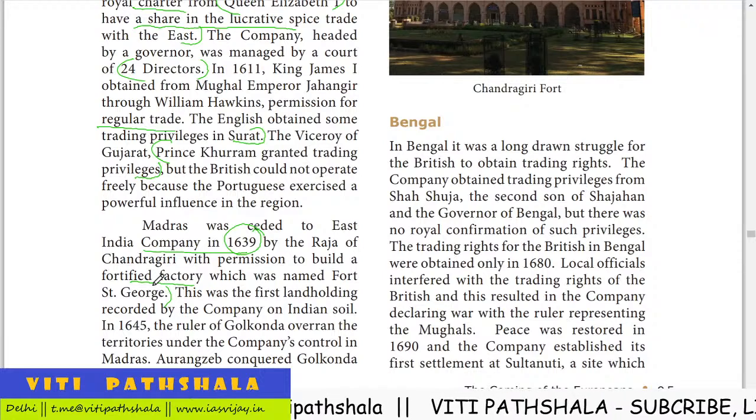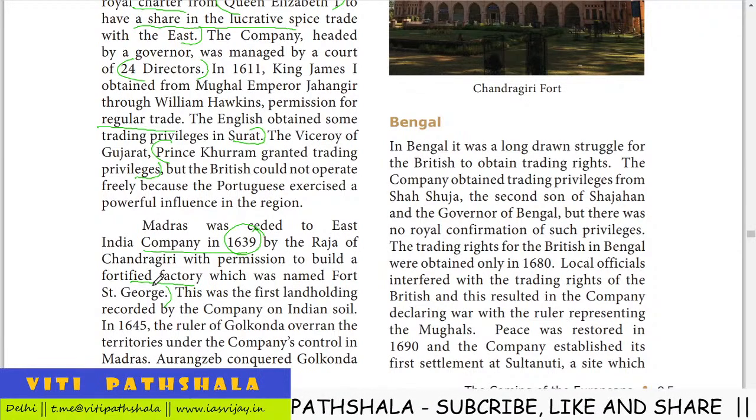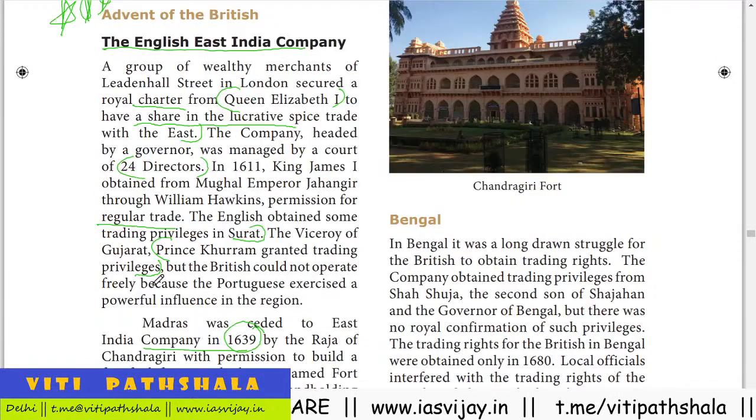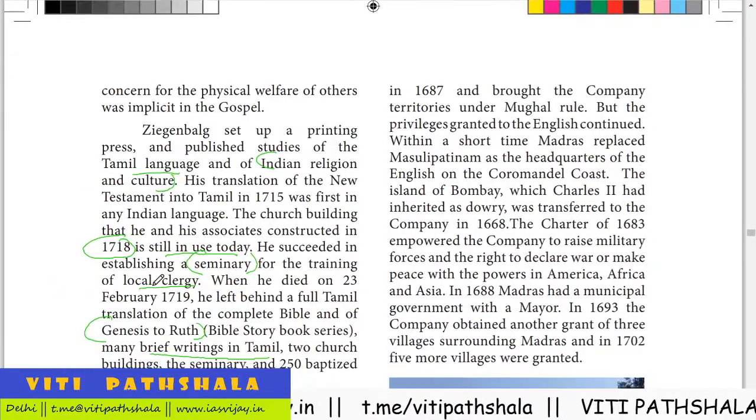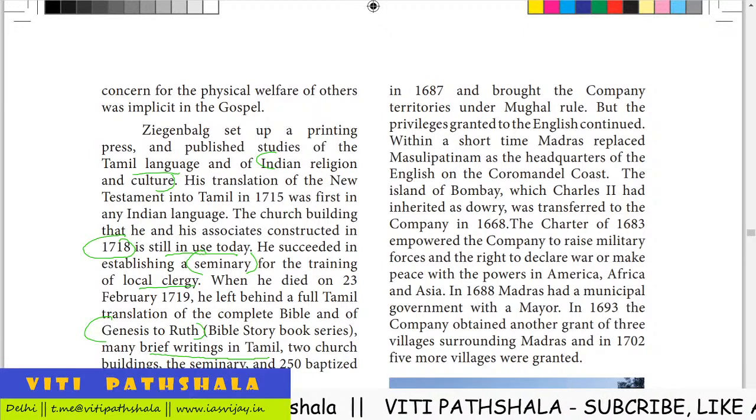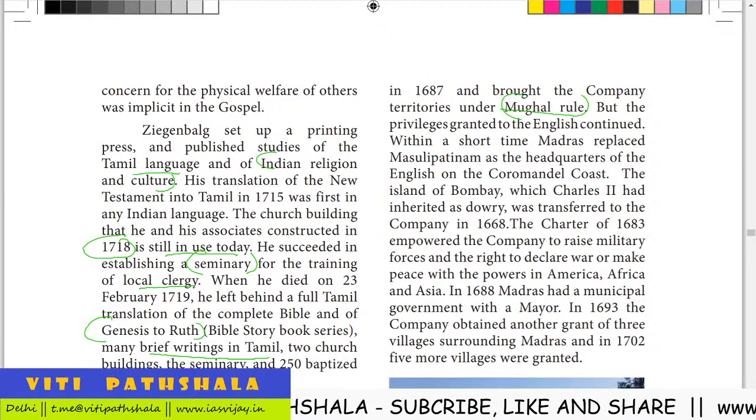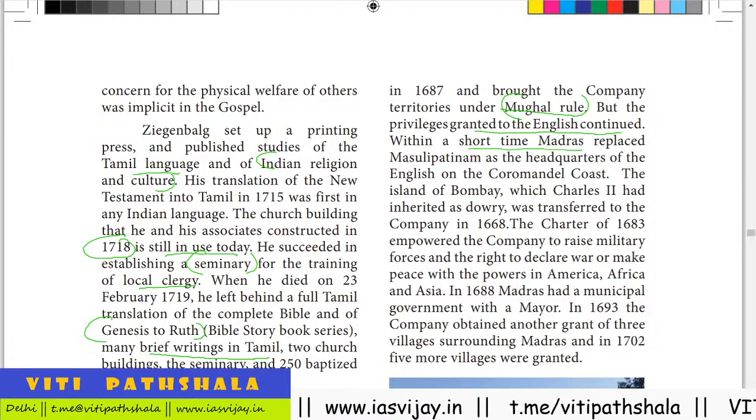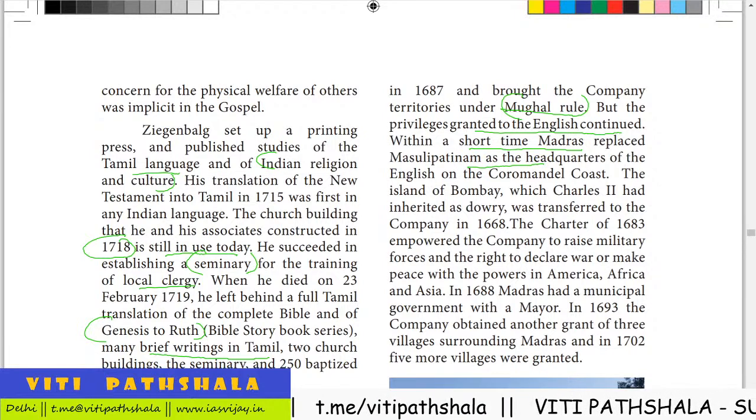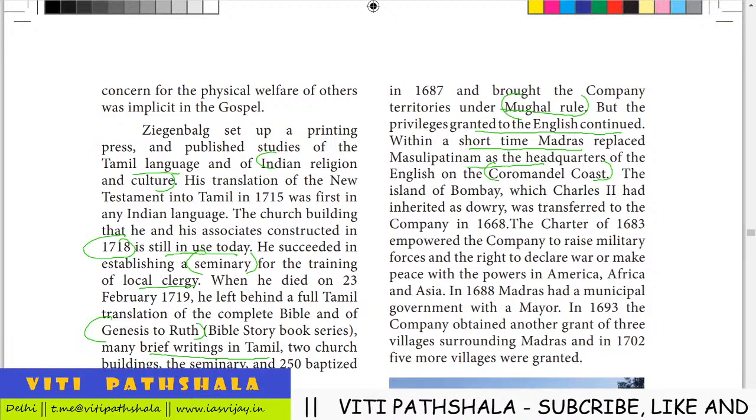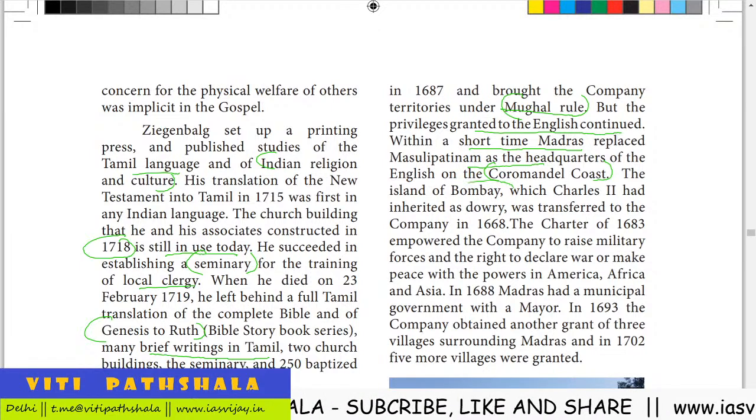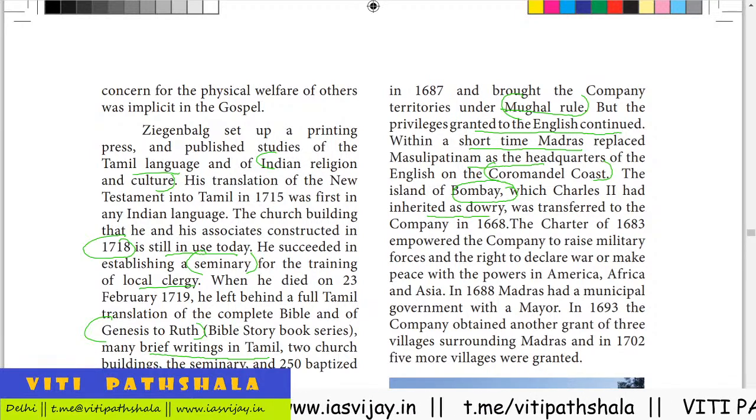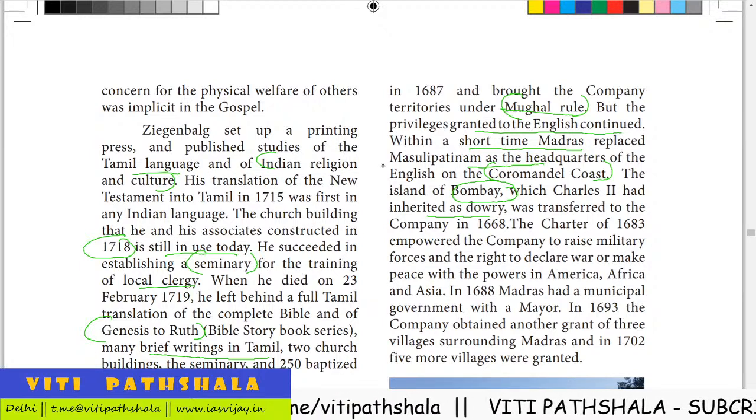In 1645, the governor of Golconda overran the territories under the company's control in Madras. Aurangzeb conquered Golconda in 1687 and brought the company's territories under Mughal rule. But the privileges granted to the English continued. Within a short time, Madras replaced Masulipatam as the headquarters of the English on the Coromandel coast. The island of Bombay, which Charles II had inherited as a dowry, was given to the company in 1668.